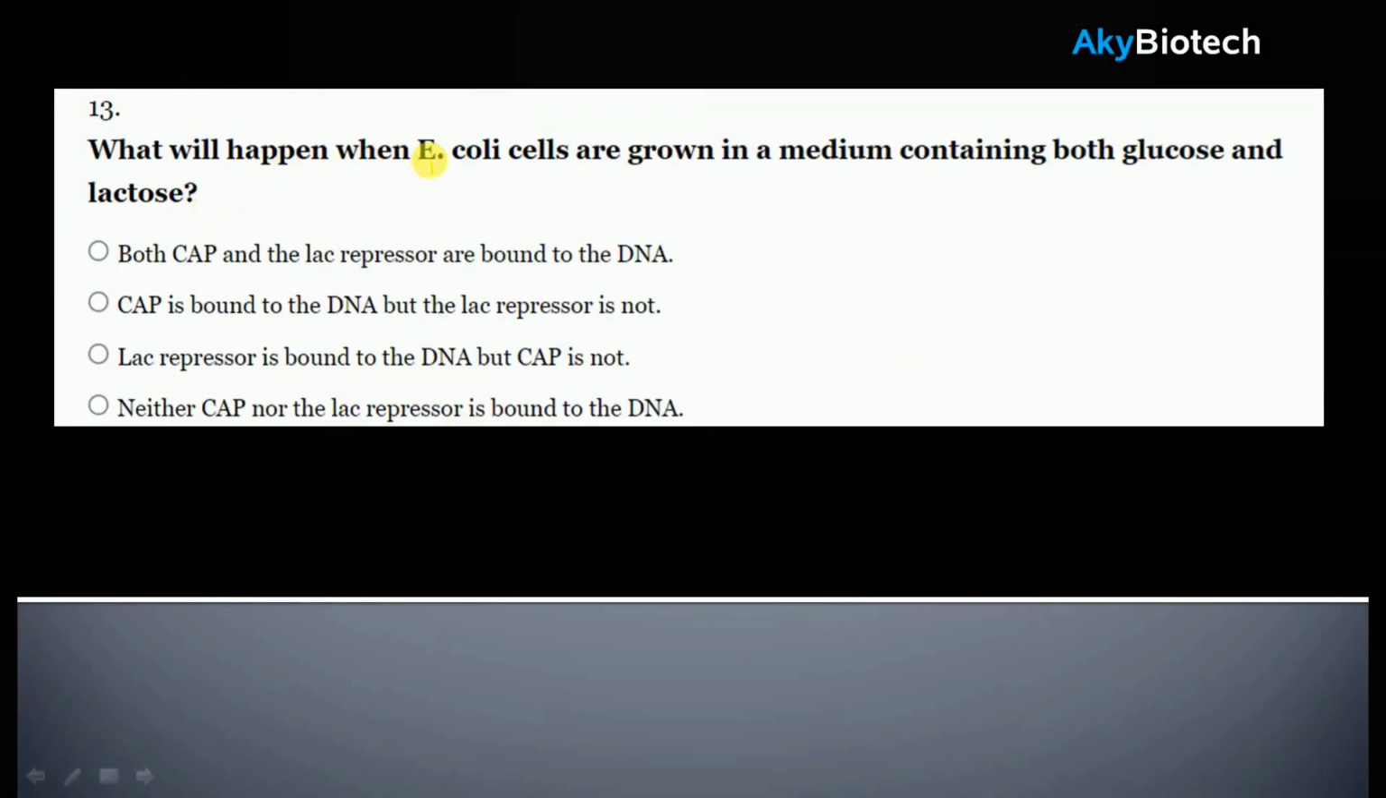So number 13, what will happen when E. coli cells are grown in a medium containing both glucose as well as lactose? The correct answer is this one: neither CAP nor the Lac repressor is bound to the DNA in this case.